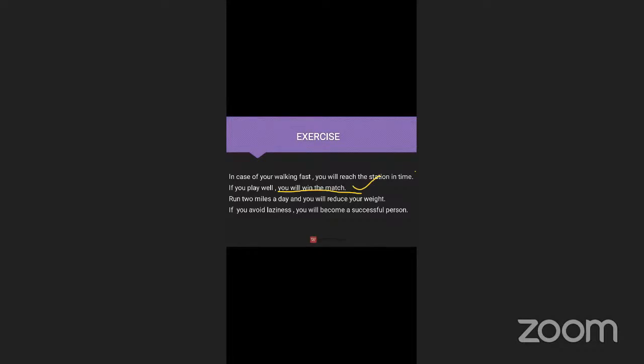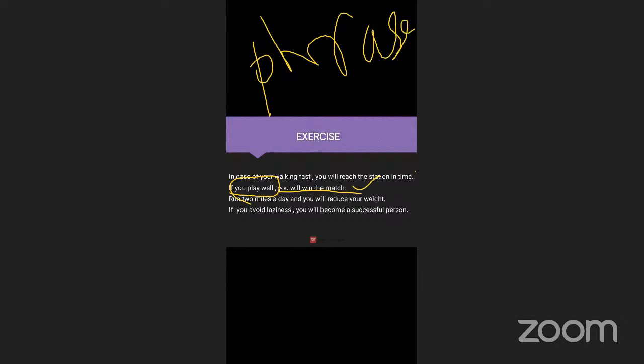You have to change the first part, that is the subordinate clause, into a phrase to make a simple sentence. Instead of if, what is the phrase we learned? In case of. We change it to playing, with you as the subject. So we write, in case of your playing well, you will win the match.